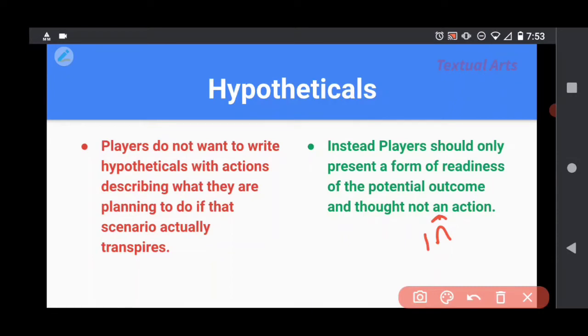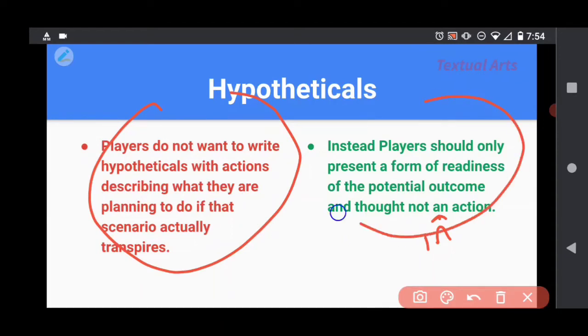So that's how you want to use hypotheticals. You don't want to use hypotheticals like this. You don't want to write your actions down and say, oh, I'm going to do this and this and that if my opponent does this and this and that. No, you want to do this one. You want to say, look, I'm ready for my opponent to do this in your turn. You don't want to give all these extra details about what you're going to do.